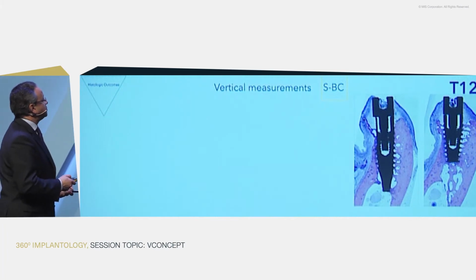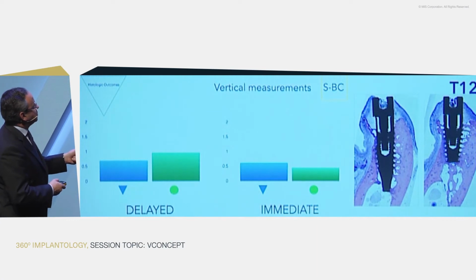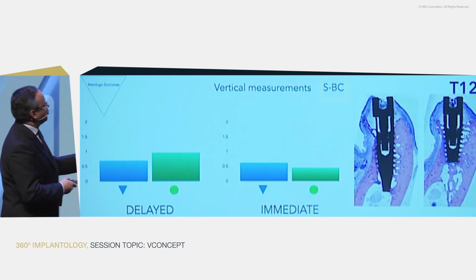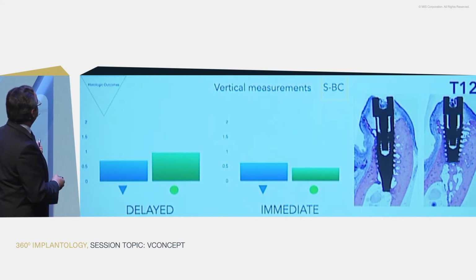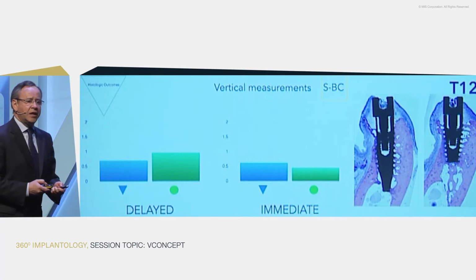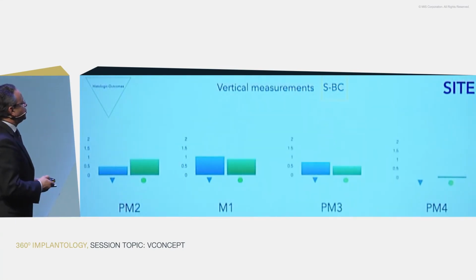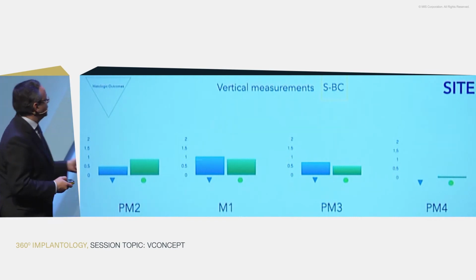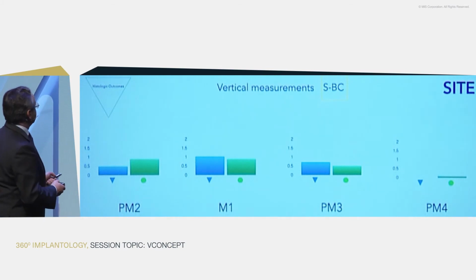When we look at the distance between the shoulder to the first bone-to-implant contact, you see here we have the experimental, we have the control. Basically, there is less vertical resorption in the experimental, but differences in the vertical dimension are not statistically significant. And of course, you have here all the situations depending on the site.